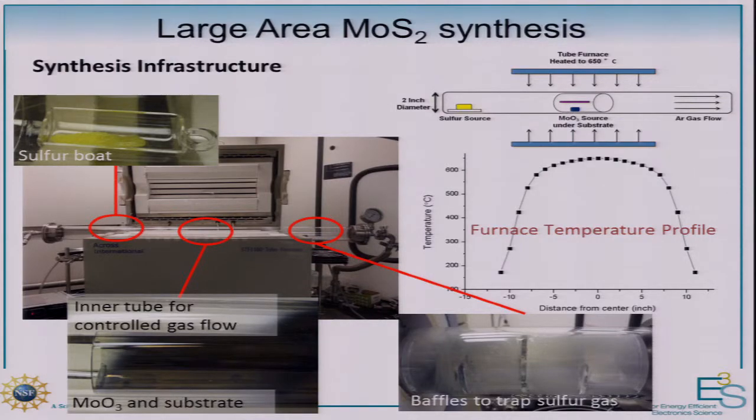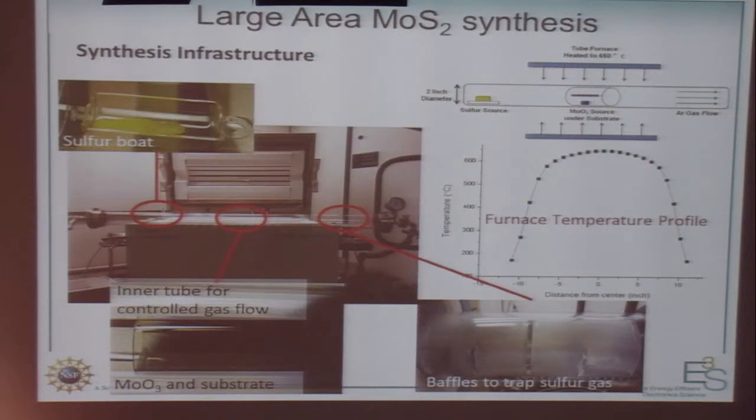We use the in-house CVD method. We have the inner tube for controlled gas flow, baffles to trap sulfur gases. And you can see we have very colorful pictures. We use the same substrates for all different recipes. And we have all these different colors, but we don't know what these are.